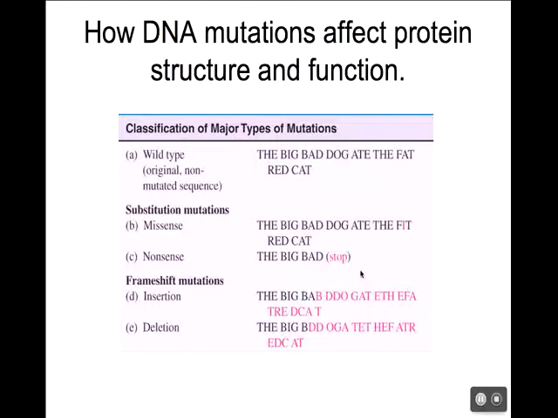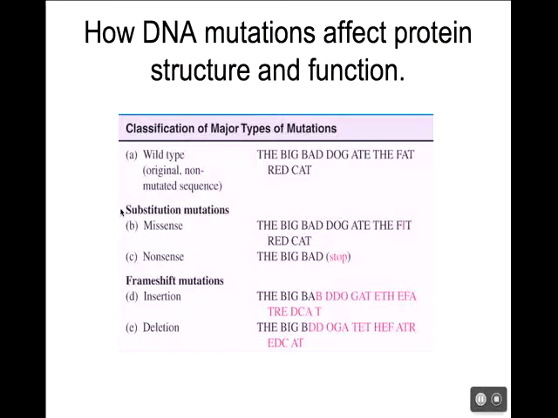This is a little chart showing different kinds of mutations and how they could affect the resulting protein. There are really two main types of mutations, what are called substitution mutations and frame shift mutations. A substitution mutation is when you replace one nitrogenous base with another. For example, it should have been a G and it got changed into an A. That's a substitution mutation.